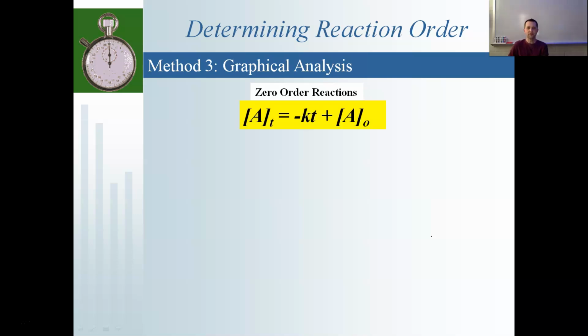So, for 0 order reactions, we have our integrated rate law, and all I did was reorganize it. Okay, so I did this on purpose because I initially had [A]t minus [A]0 equals negative kt.